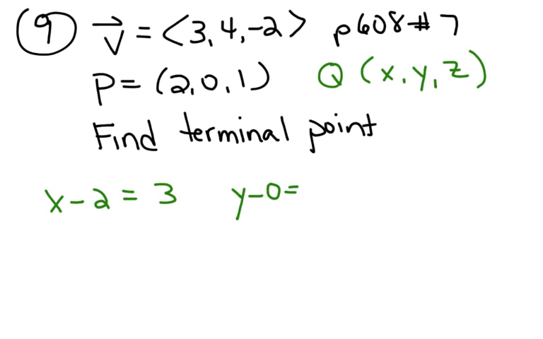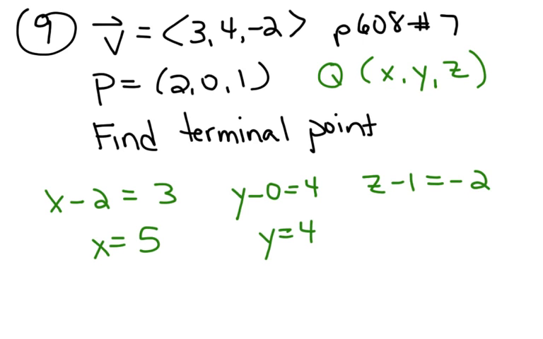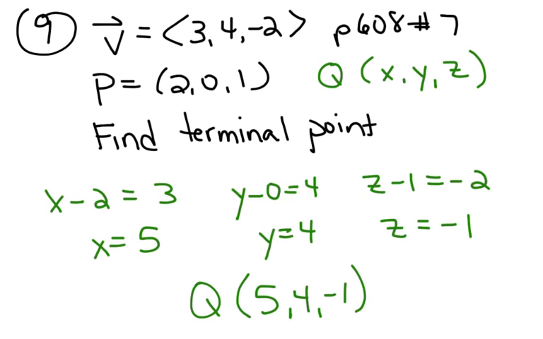y - 0 must equal 4. And z - 1 must equal -2. And then all we have to do is find those 3 coordinates. So x is equal to 5, y is equal to 4, and z is equal to -1. So the terminal point must be (5, 4, -1). Now, be careful. The terminal point is not a vector. Make sure that it's in parentheses and not written as a vector.